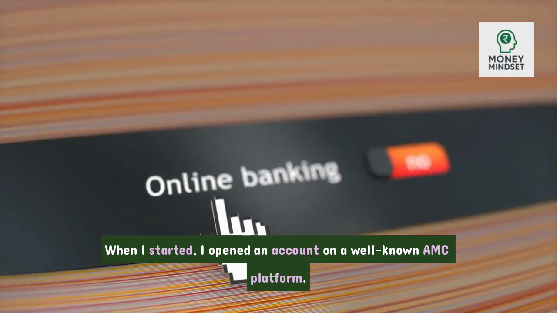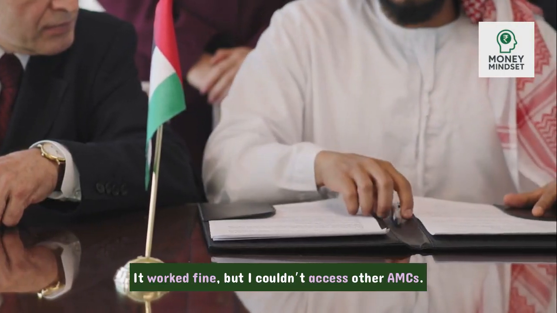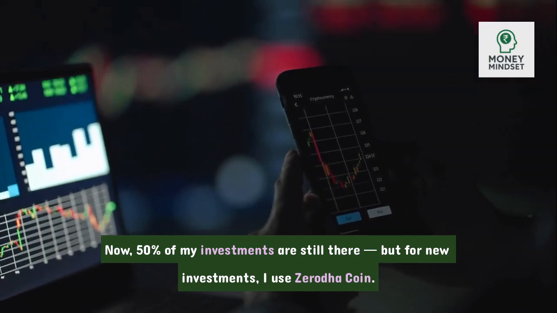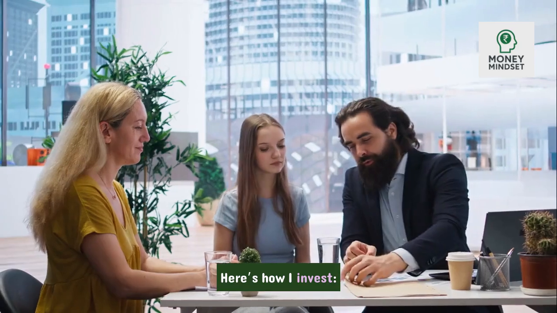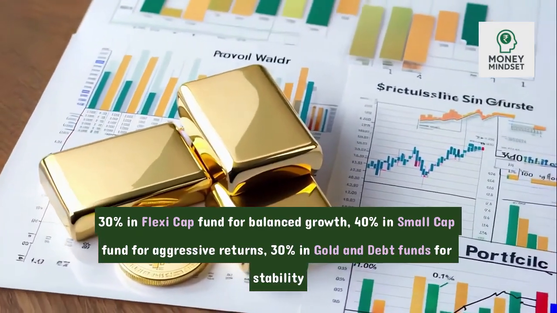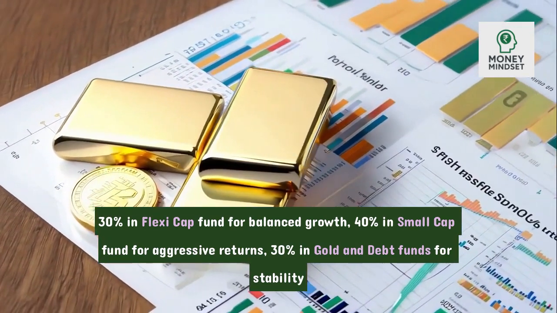When I started, I opened an account on a well-known AMC platform. It worked fine, but I couldn't access other AMCs. Now 50% of my investments are still there, but for new investments, I use Zerodha Coin. Here's how I invest. 30% in Flexi Cap Fund for balanced growth, 40% in Small Cap Fund for aggressive returns, 30% in gold and debt funds for stability.